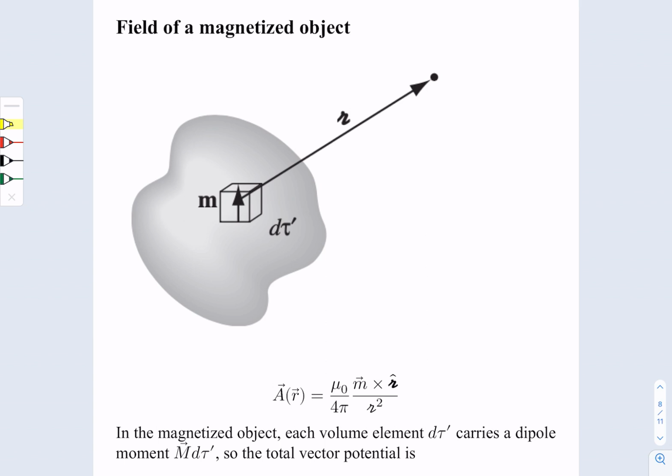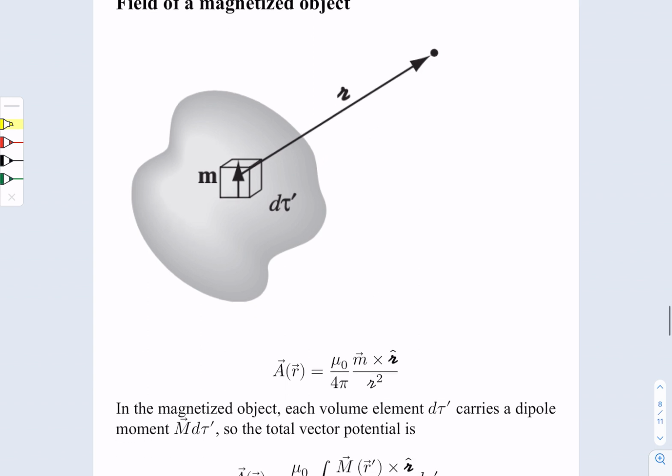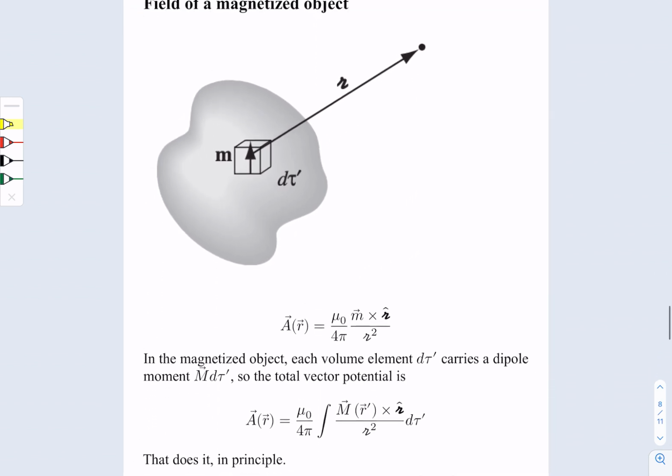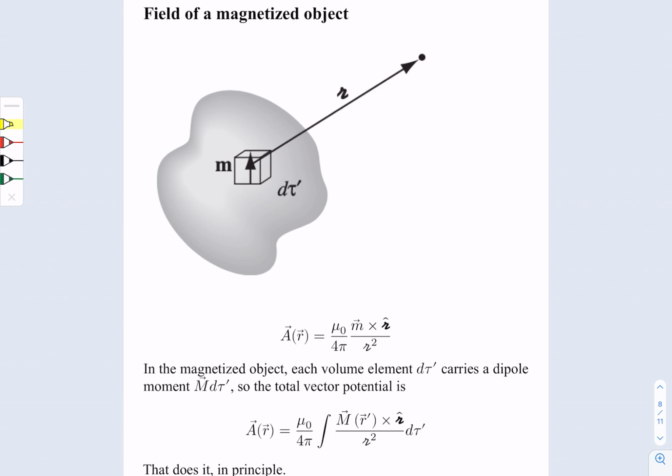If you still remember the exams, in questions 2 and 3, I asked you to derive how to calculate the induced surface current and the induced volume current of a polarized object. So here we are also interested in how to calculate the field of a magnetized object.